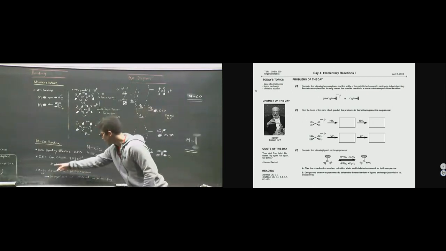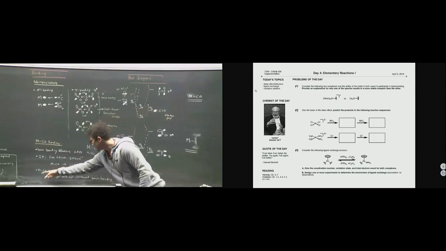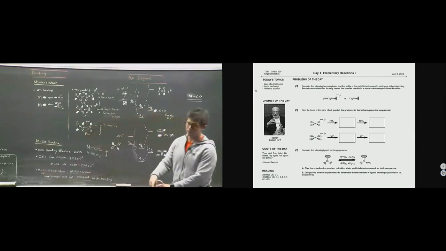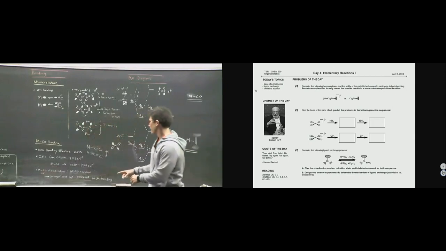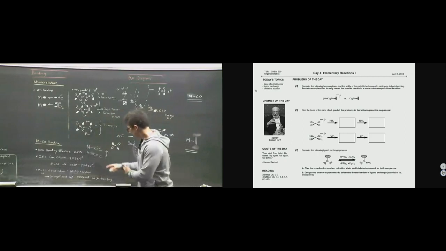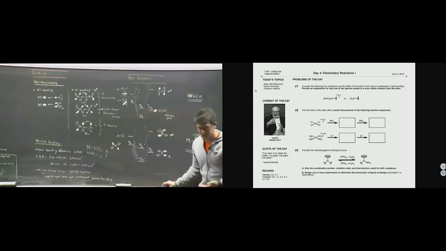And this bond, the metal-CO bond, becomes stronger with increased back bonding. And the corollary there is the CO bond then becomes weaker with increased back bonding.